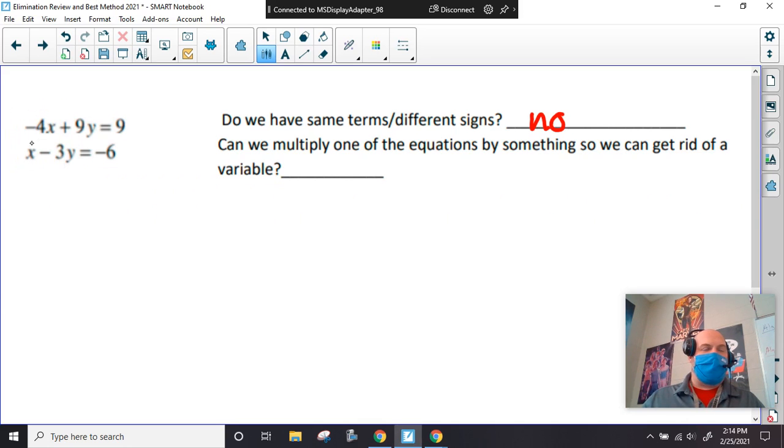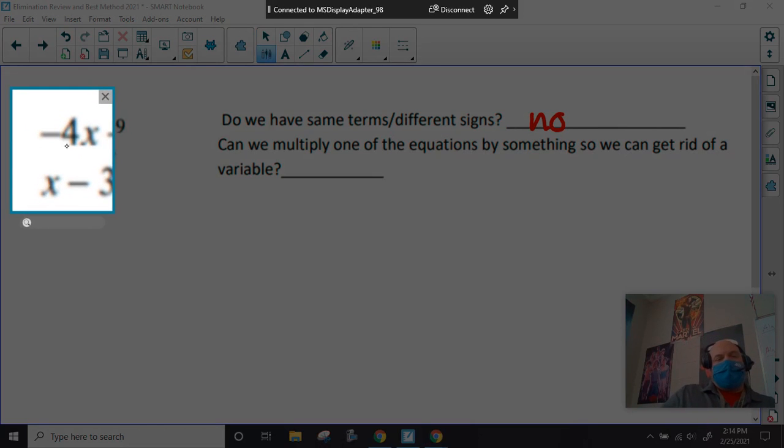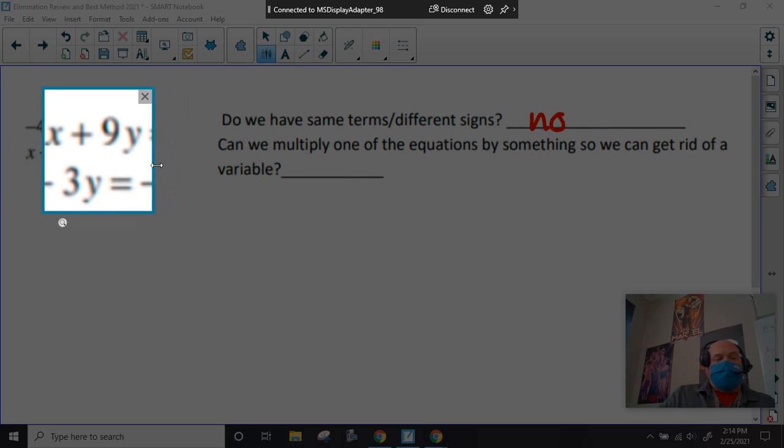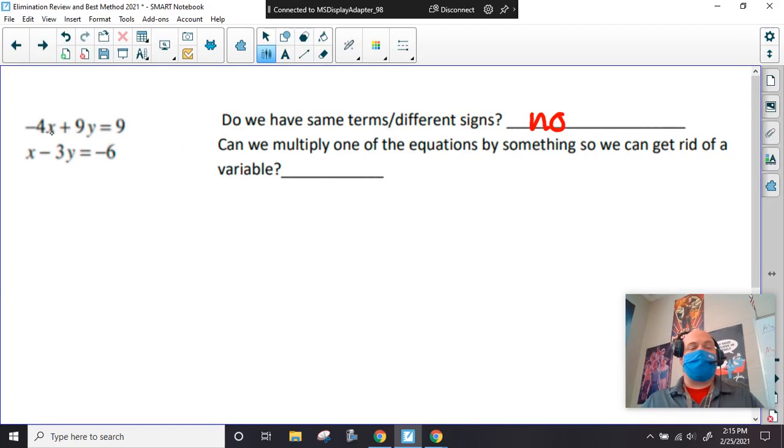All right, if we look at just our x values, we already have a negative 4 and a positive 1. We could easily, if we decided to get rid of the x, multiply the bottom equation by 4. Also, if we look at our y values, I have a negative 3 and a positive 9. I could still multiply that bottom equation by 3 and make my y's go away if I wanted. Now remember, we're just looking at the ones with the letters. Don't say, well, I don't know what I could do with the 9 and negative 6. That's not what we're doing.